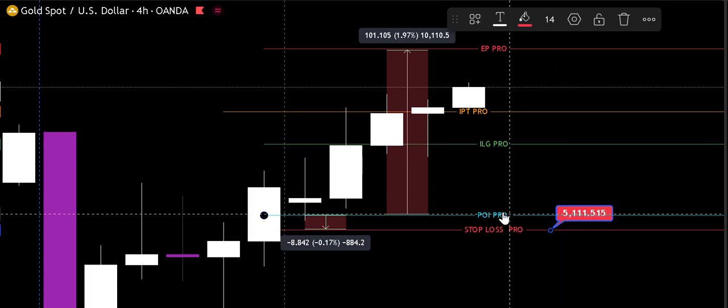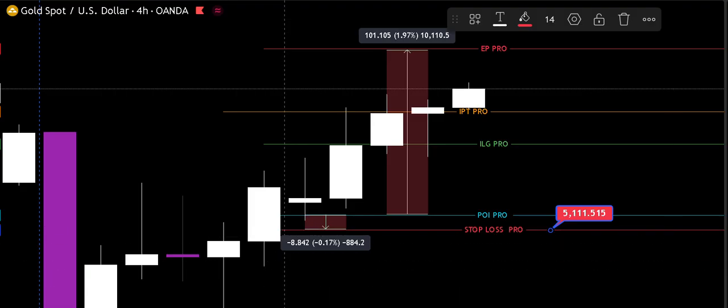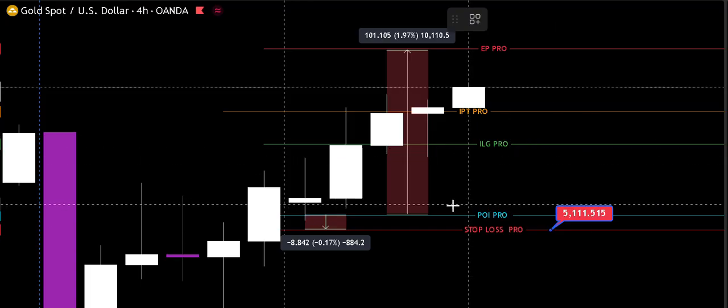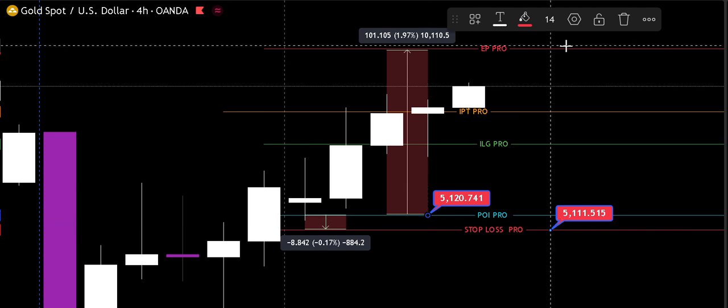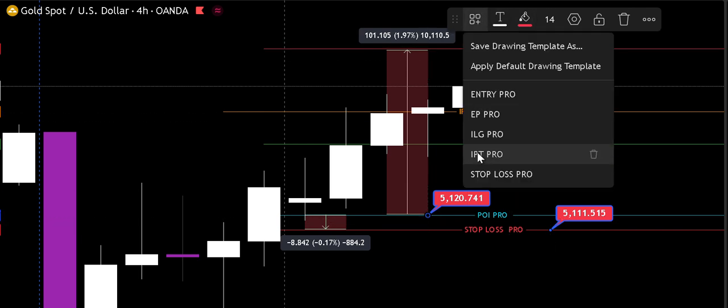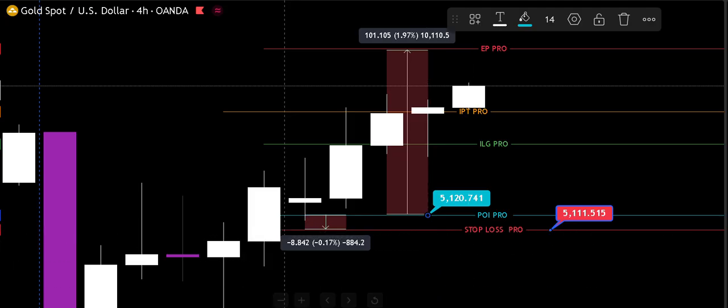After we get the red, that is stop loss, we need to get our entry point, price label again. This is POI where we are going to enter the market, okay? You like to enter the market like a pro. This one we call entry point, entry pro, okay? That is the number for the entry.